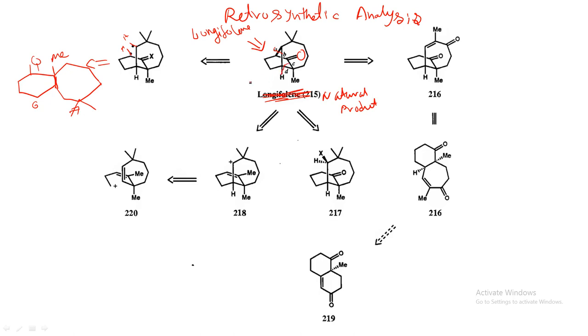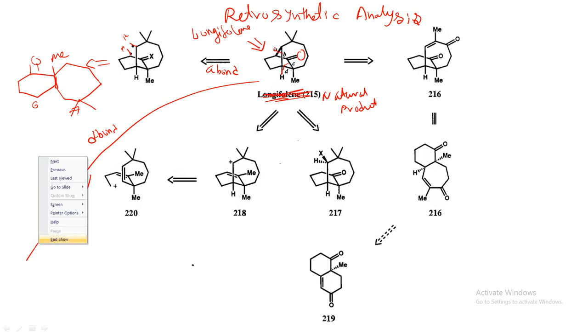Now let's say we disconnect the D bond, so we are disconnecting the D bond. If we disconnect the D bond, we can write like this. The rest of the thing we can draw like this. So here we have methyl, here we have hydrogen, and D we have disconnected.